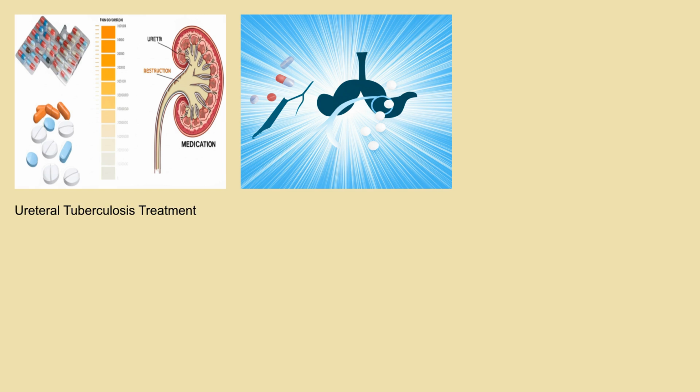This can involve ureteral stenting, where a small tube is placed inside the ureter to keep it open. In more severe cases, ureteroplasty, which is surgical reconstruction of the ureter, or even nephrectomy, the removal of the affected kidney, may be required. Pain management is also an important aspect of treatment.